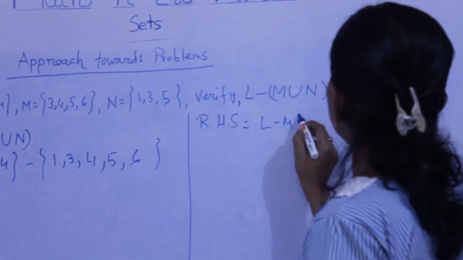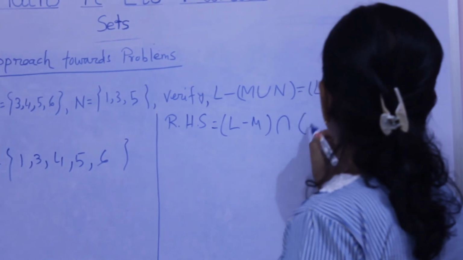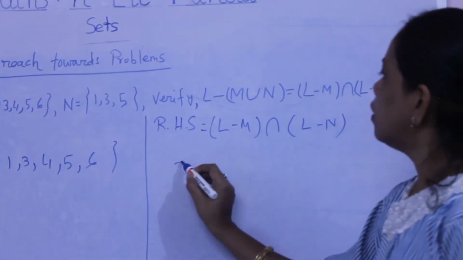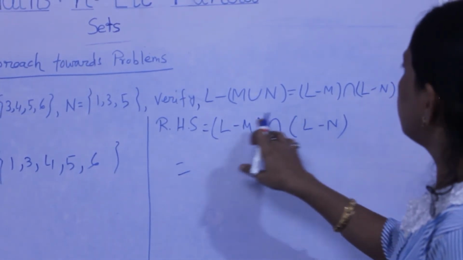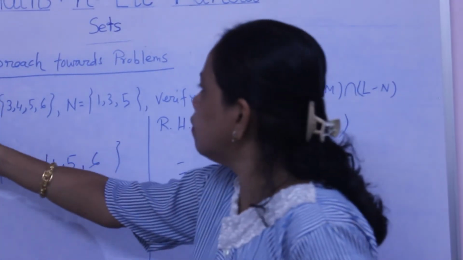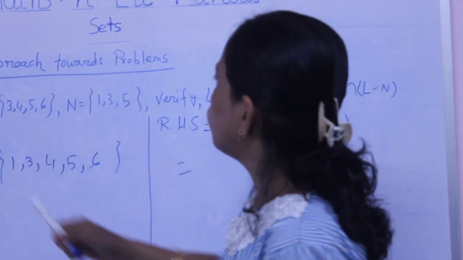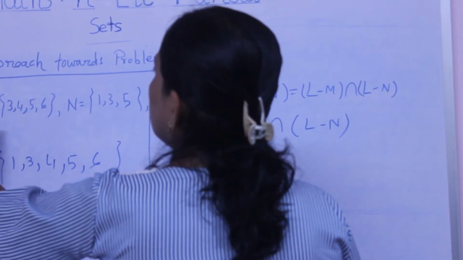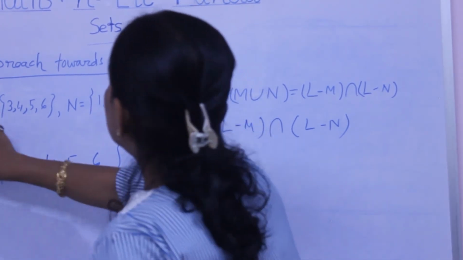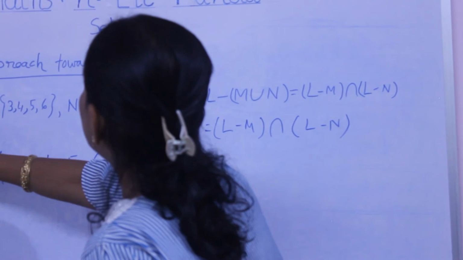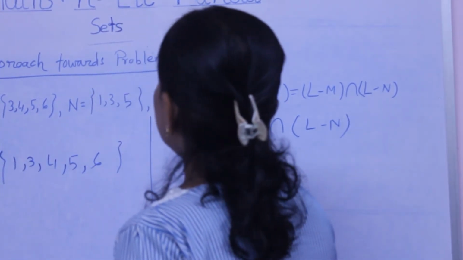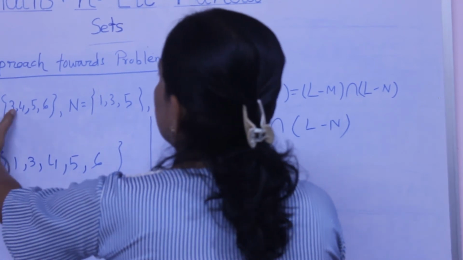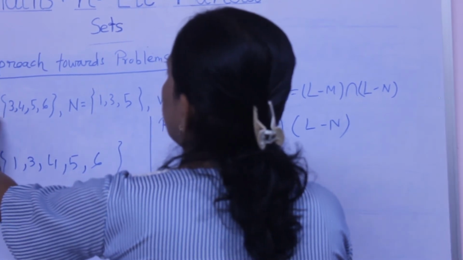(L minus M) intersection (L minus N). Here L minus N. So L is this and minus N. So the elements present in L, not in N. So which ones? 1, 2, 3 is here, 4 is here. So we will take this.